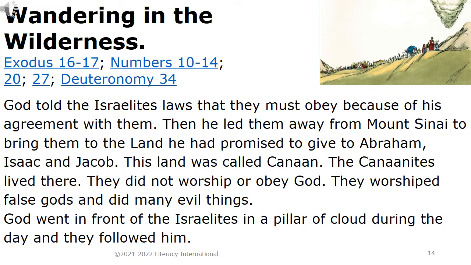This land was called Canaan. The Canaanites lived there. They did not worship or obey God. They worshipped false gods and did many evil things. God went in front of the Israelites in a pillar of cloud during the day, and they followed him.